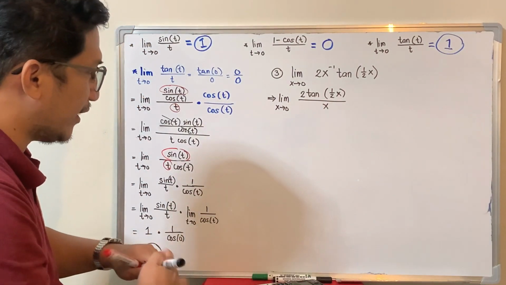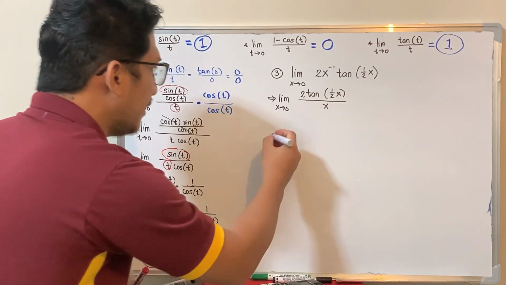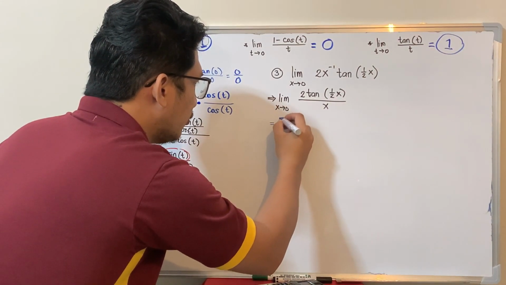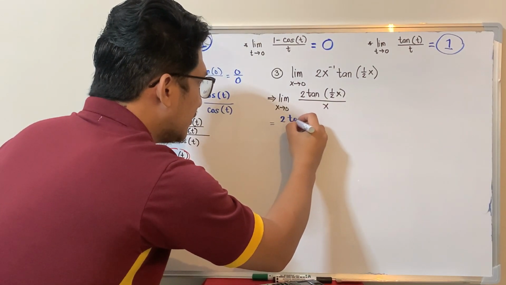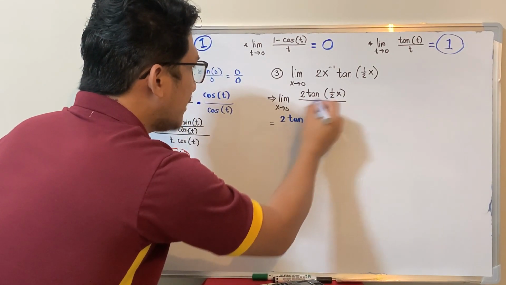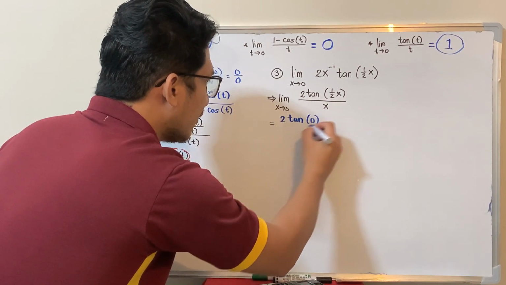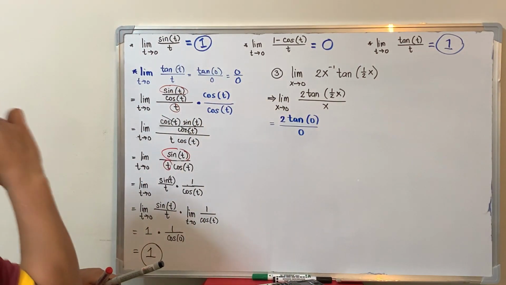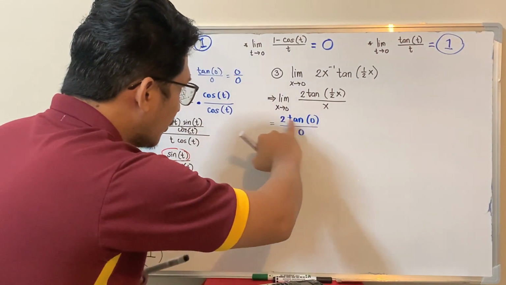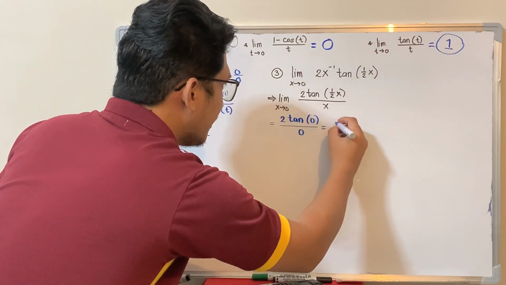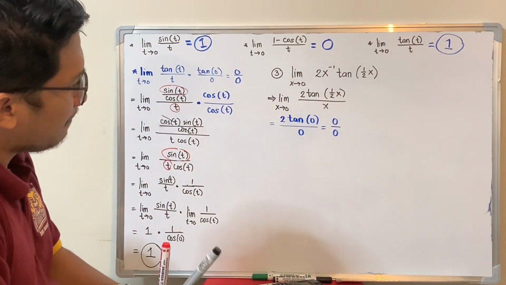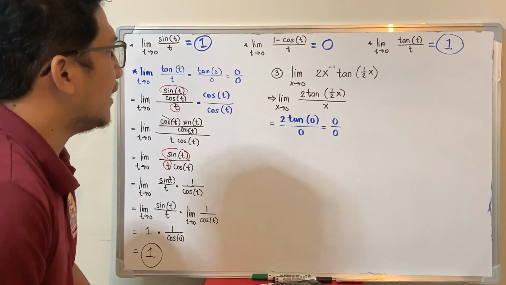Now, if we will try to substitute the value of 0 to the function, this becomes equal to 2 tangent, siyempre, 1/2 times 0 is just 0, all over 0. Now, from there, tangent 0 is 0. So, 2 times 0, siyempre, 0 gihapon. 0 over 0 ang result. So, indeterminate form gihapon siya.